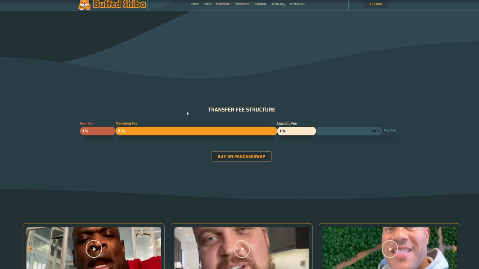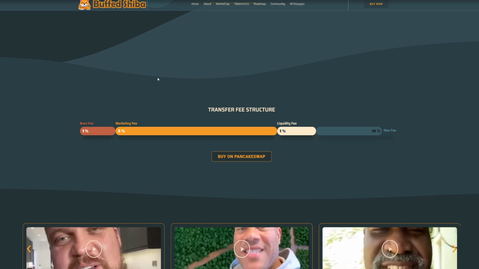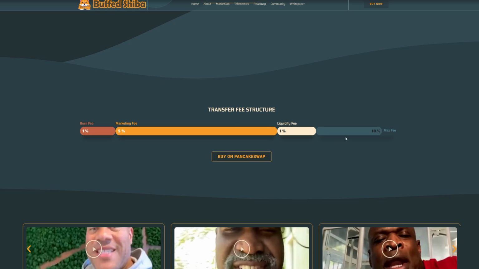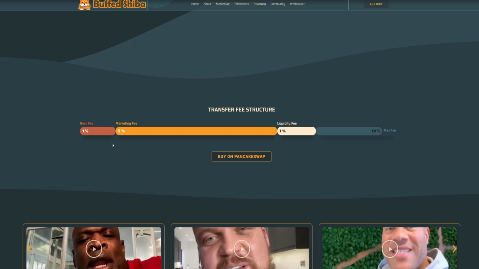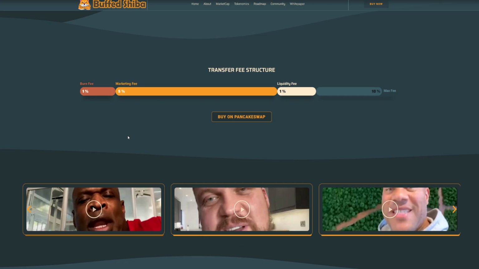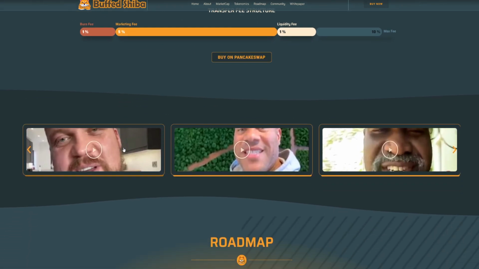So transfer fee structure, 1% is the burn fee, marketing fee is 5%, liquidity fee is 1%, max fee, so this is the maximum fee, is 10%. So you can see and check that out. In my opinion, a great transfer fee structure. I definitely encourage the marketing fee getting as big as possible, because in my opinion, more and more people need to hear about this awesome project.